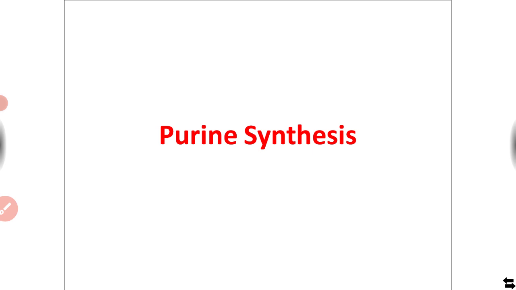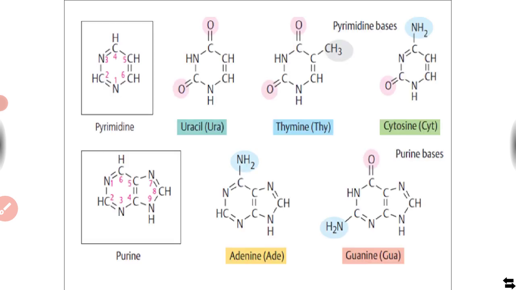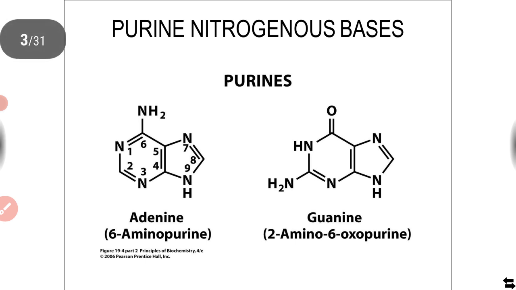Nucleic acids are made up of nitrogenous bases. The two types of nitrogenous bases are purines and pyrimidines. Uracil, thymine, and cytosine are the common pyrimidines. Adenine and guanine are the common purines. To understand the synthesis of purines, knowing the structure of purine is very essential.